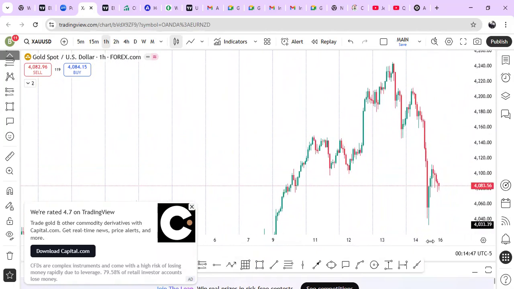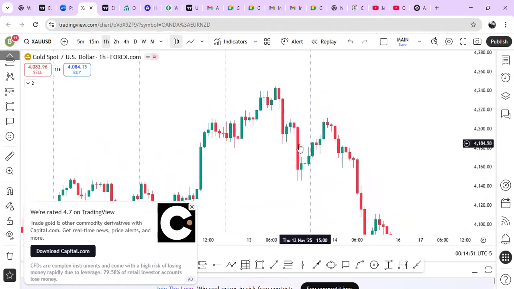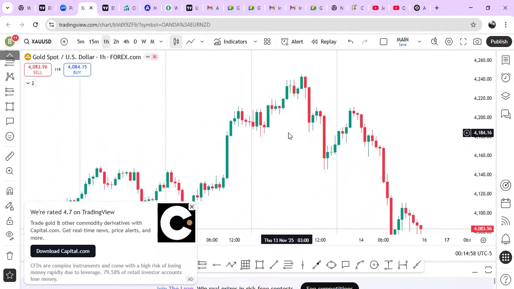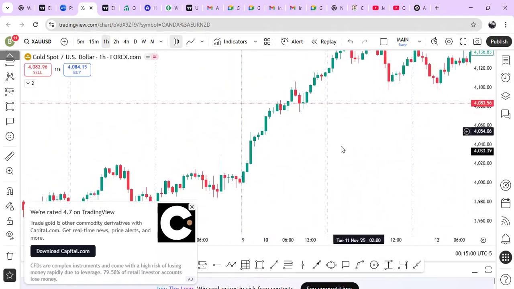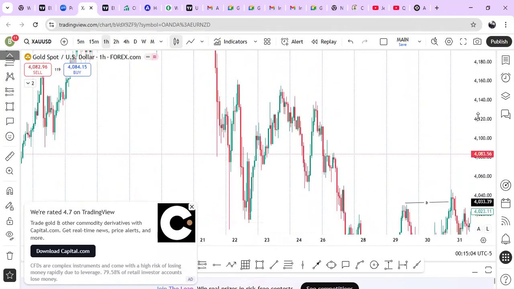That's it. Then I think here too. Okay, it didn't come into the fair value gap. Why didn't it come? Okay, it's not so perfect, so I'll pass. According to my friends, I will pass.